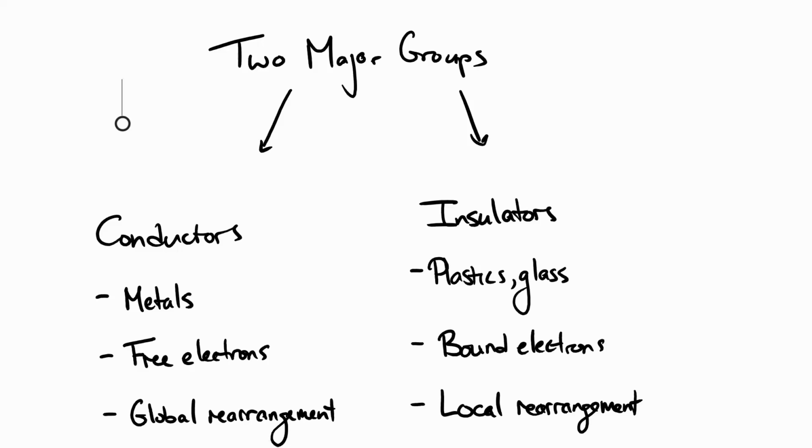Insulators, on the other hand, are most notably going to be plastics and glass, or basically everything that's not a metal. These are sometimes called dielectrics, specifically in your book. They're characterized by more tightly bound, localized electrons, and this is going to lead to a local rearrangement of charge.